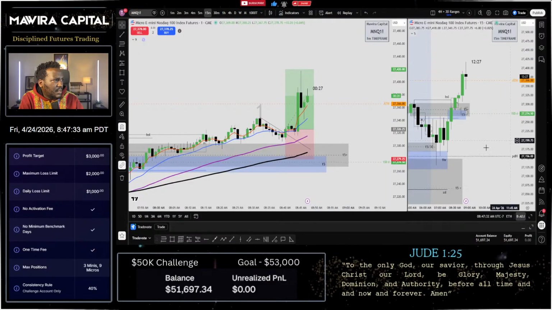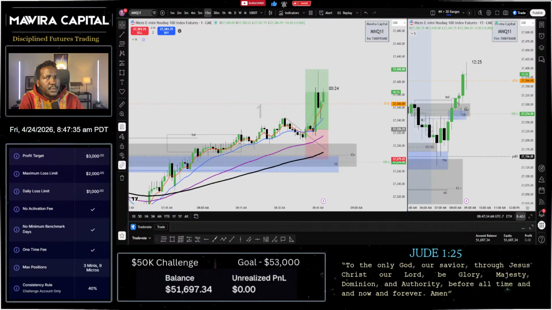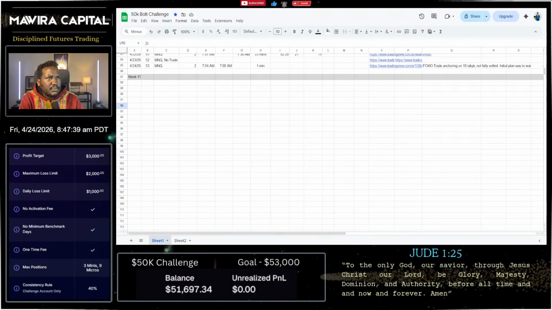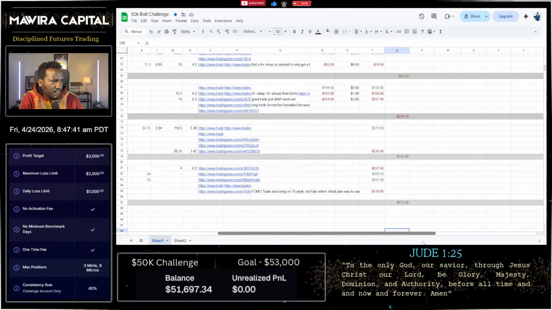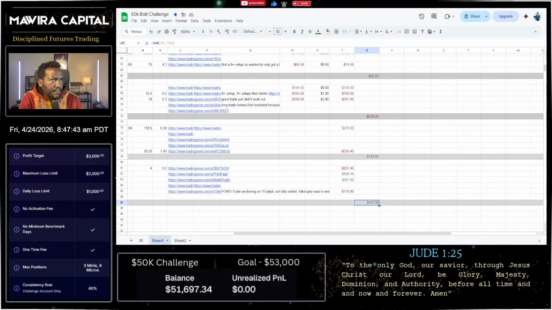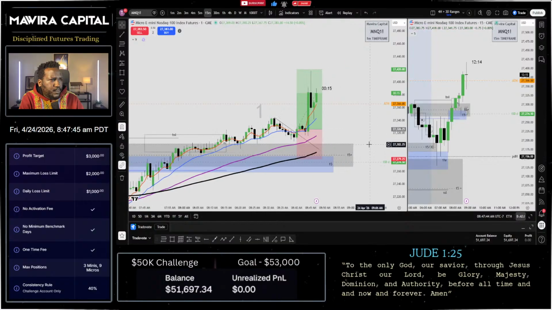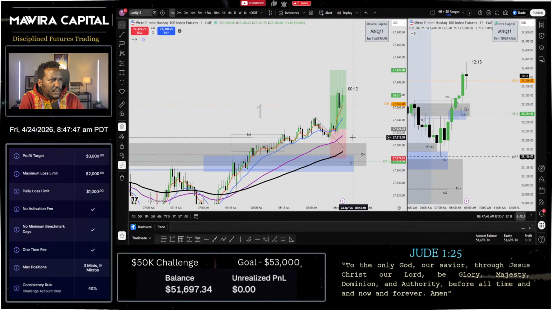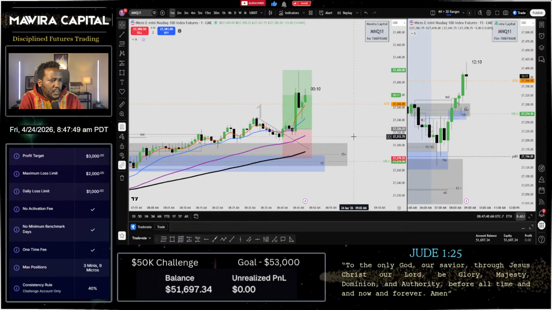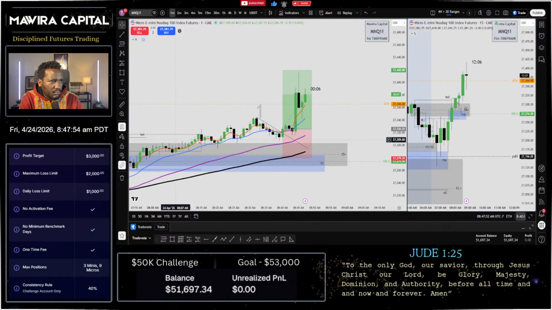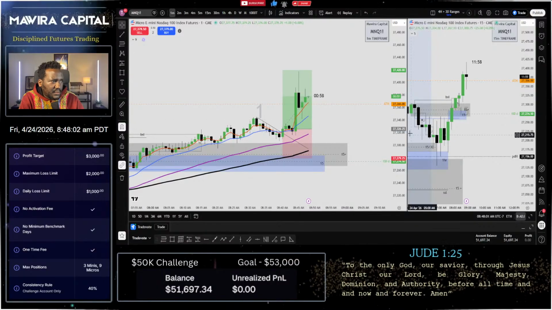I'm done. Done for the week. We close with a $415 profit for the week, which is not bad. Crazy opportunities over the week. Crazy opportunities. I would say the 697 is good, better than where we started.